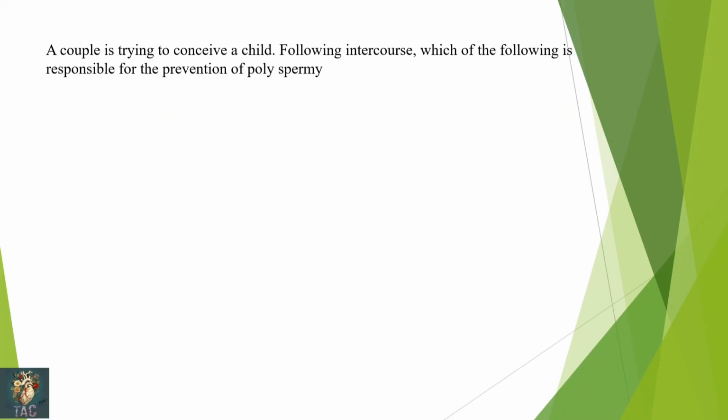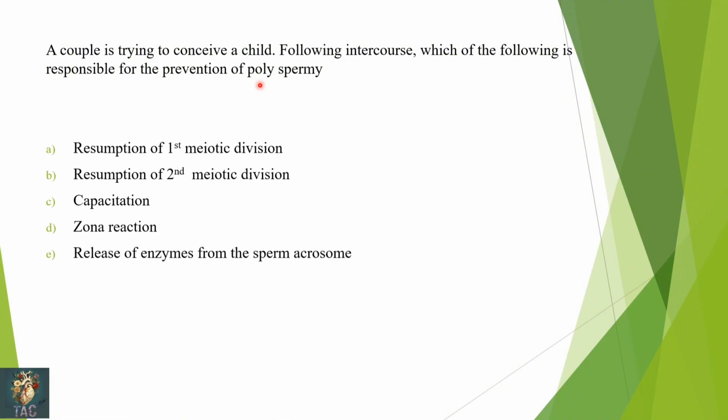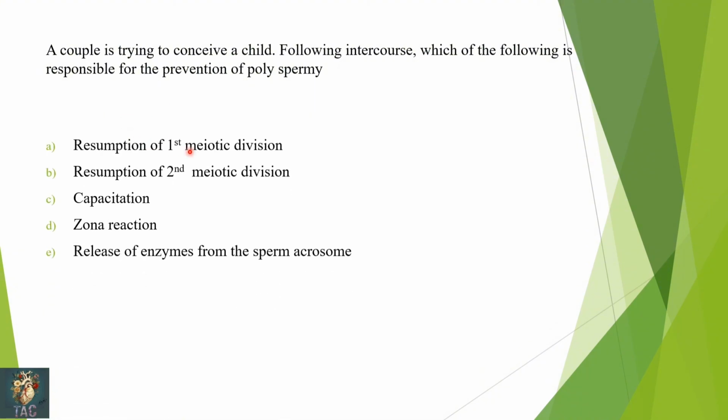A couple is trying to conceive a child following intercourse. Which of the following is responsible for prevention of polyspermy? That is resumption of first meiotic division, resumption of the second meiotic division, capacitation, zona reaction, and release of enzyme from sperm acrosome. Please remember, zona reaction is responsible for the changes in the zona pellucida to prevent polyspermy, and this is the answer to the question.